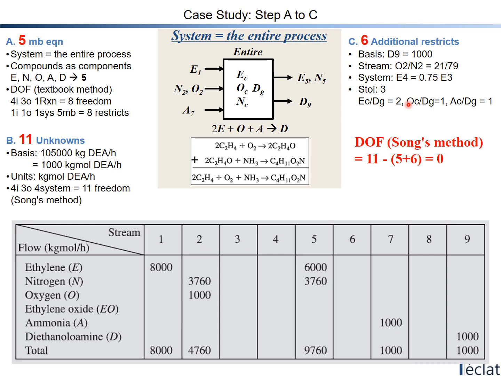So then the degree of freedom of this system following my method is equal to 11 unknowns minus 5 material balance equations plus additional restricts 6, so 0. Then you can solve this problem. By using those restricts and after setting up the material balance equations, then you can solve this problem. So this is the answer, and please do the calculation by yourself.